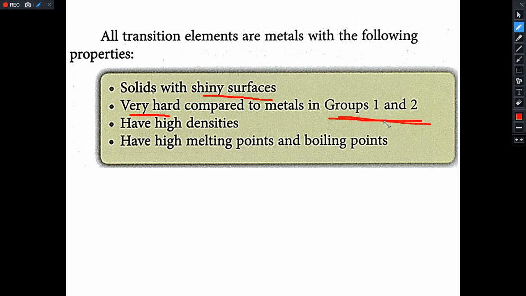Group 1 is alkali metal. Alkali metal is a soft metal. So when compared to transition elements, Group 1 metals and Group 2 metals are softer. However, transition elements are harder when compared to Group 1 metals and Group 2 metals. And transition elements have high density and also high melting point and boiling point. These are the ordinary properties of transition elements.